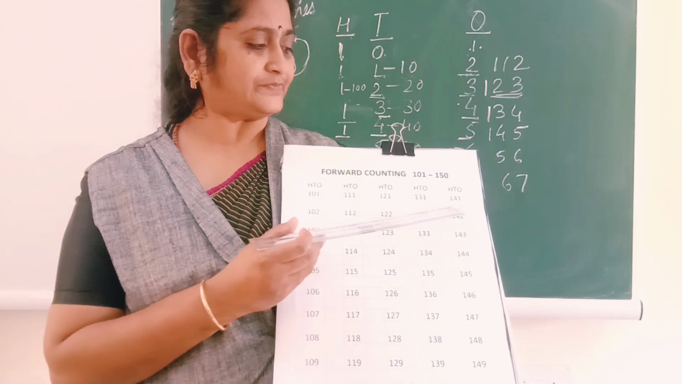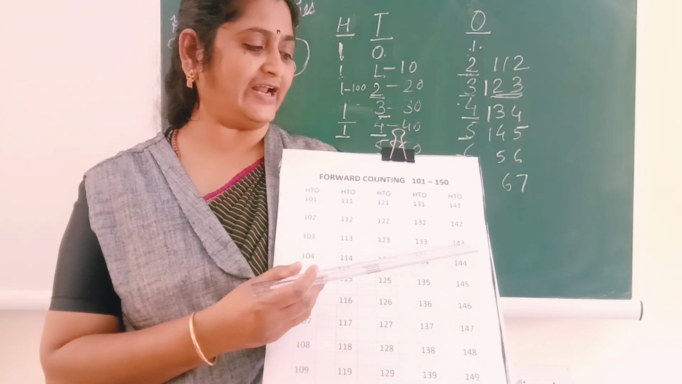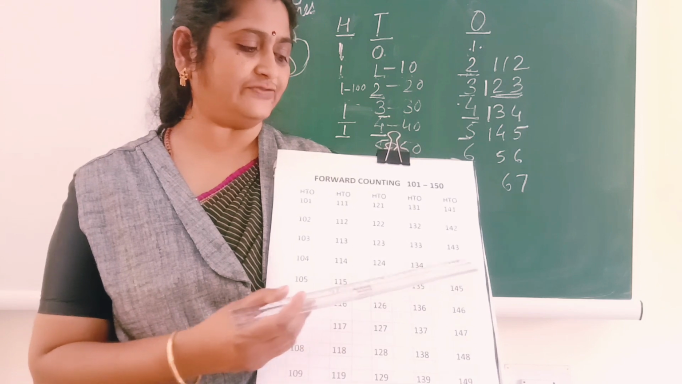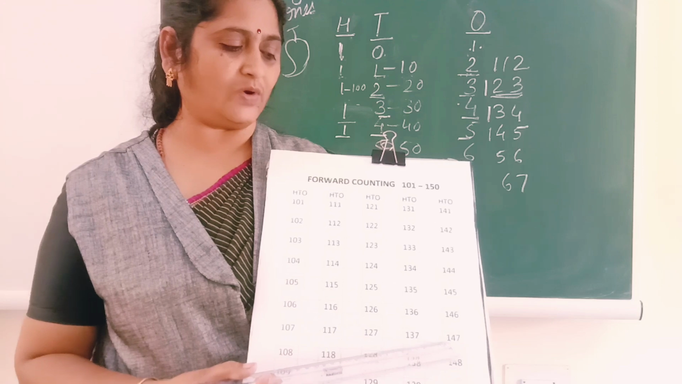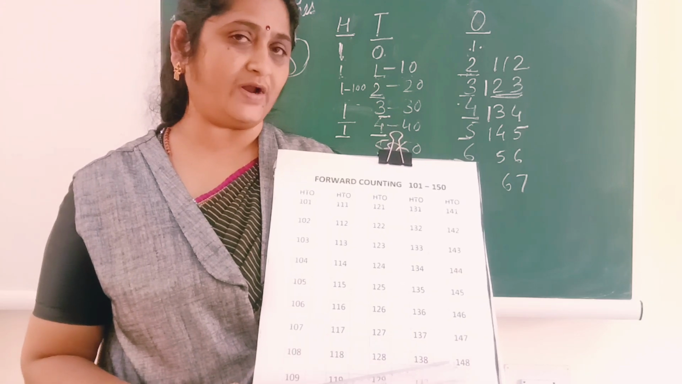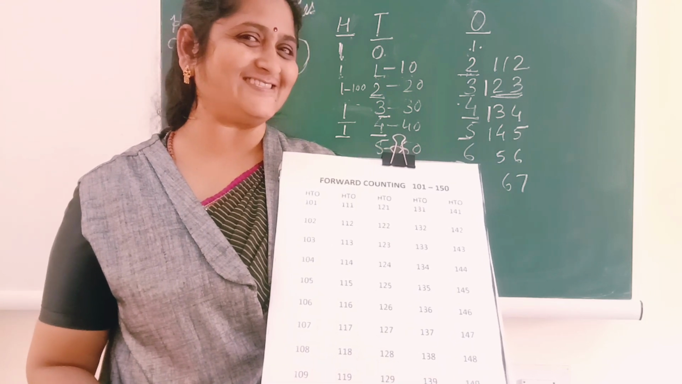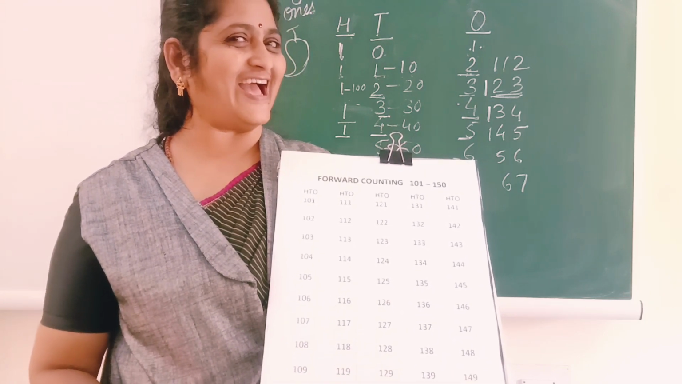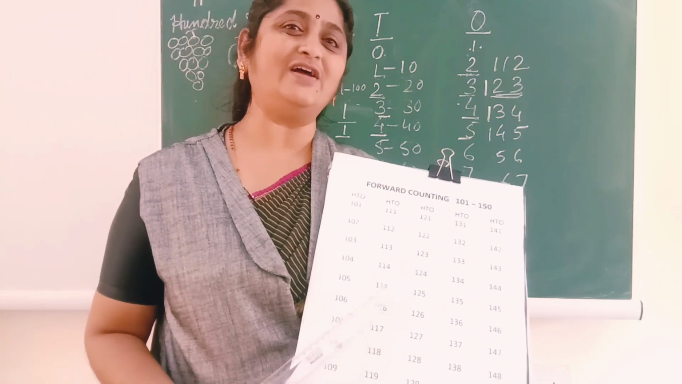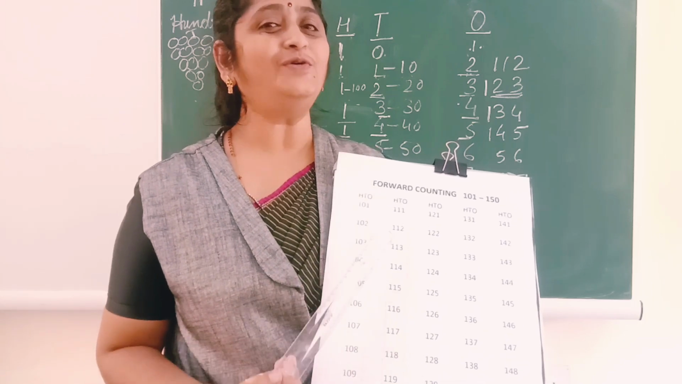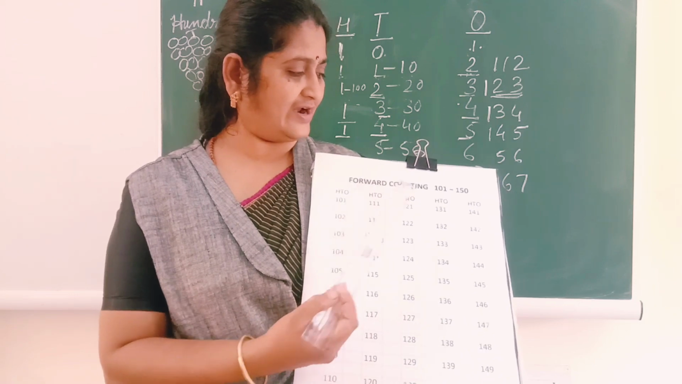Now again the number changed and it became 4. 140, 141, 142, 143, 144, 145, 146, 147, 148, 149, and the last number 150. So children, I hope you all have learned how to count this 3-digit forward counting from 101 to 150.